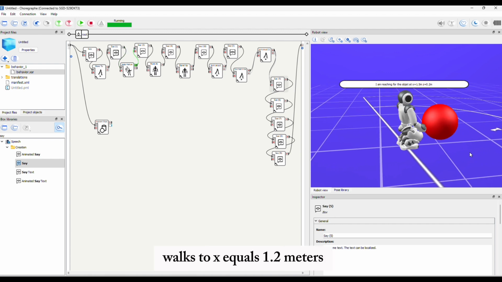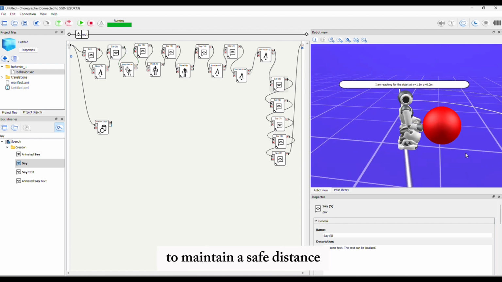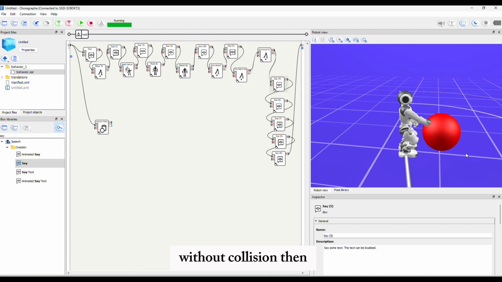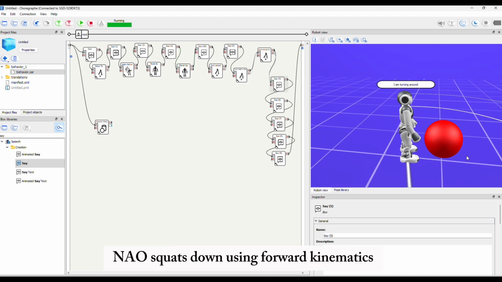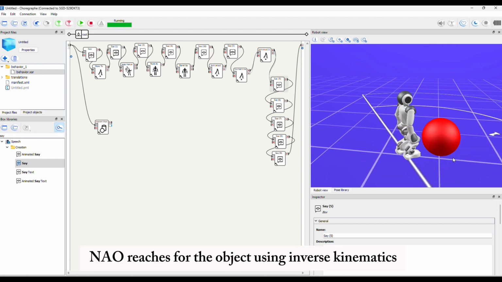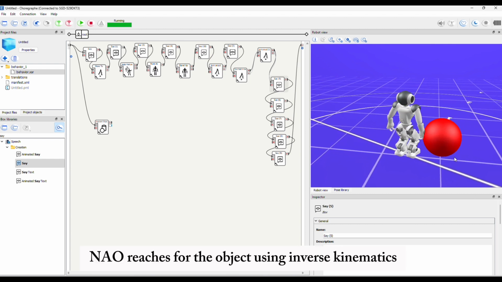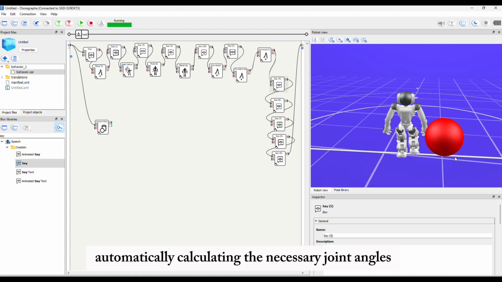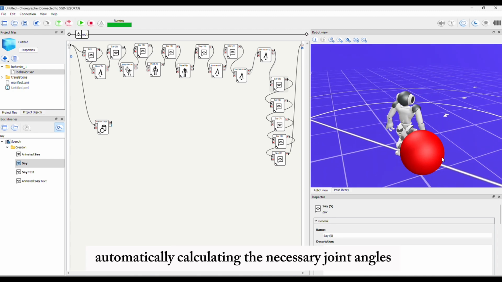Nao first walks to x equals 1.2 meters to maintain a safe distance for squatting and arm movement without collision. Then, Nao squats down using forward kinematics by controlling its knee and hip joint angles. Next, Nao reaches for the object using inverse kinematics with the point-at box, automatically calculating the necessary joint angles.